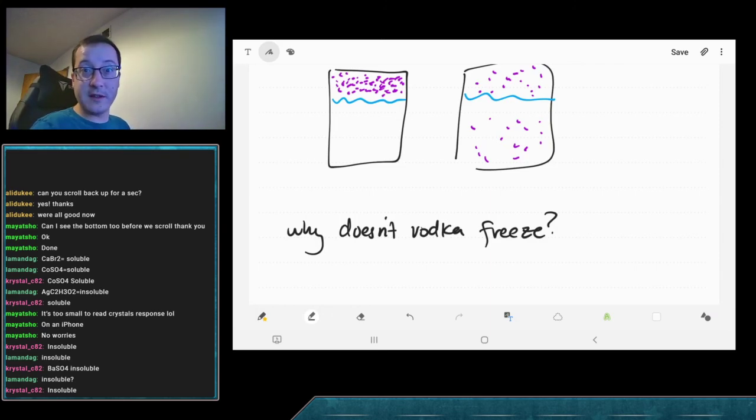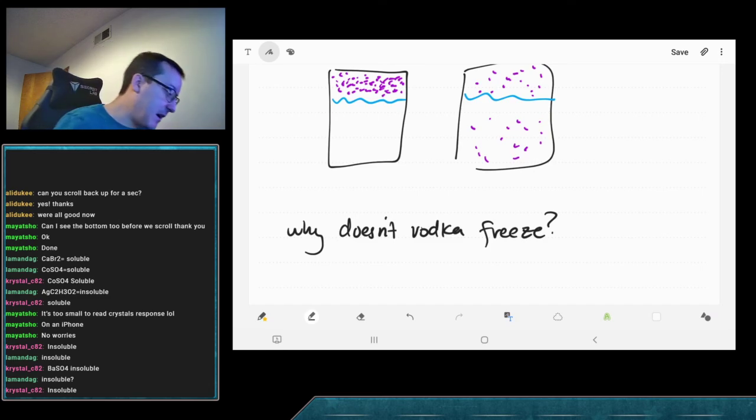We know water freezes at 0 degrees Celsius, pure water, but this solution that is water-based doesn't actually freeze at that temperature. And we're going to see that other solutions also will have different freezing points and boiling points than pure water. So salt water, in fact, boils and freezes at different temperatures than pure water does.